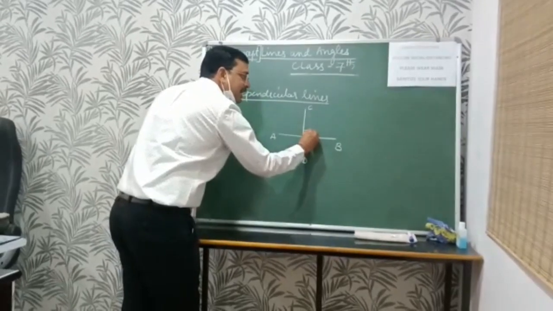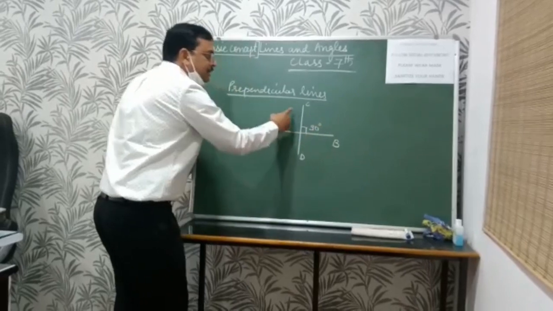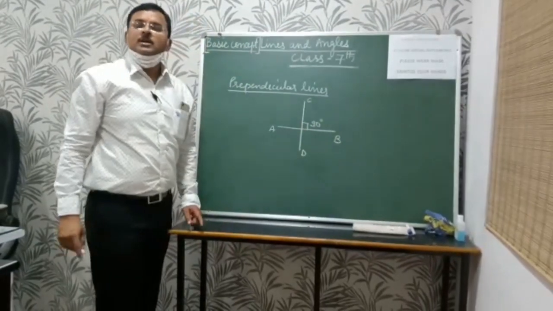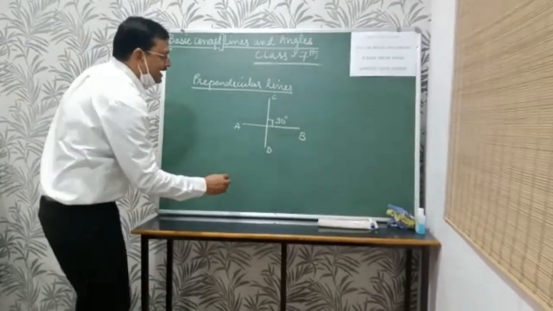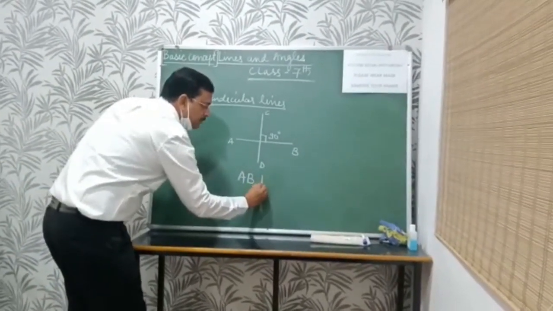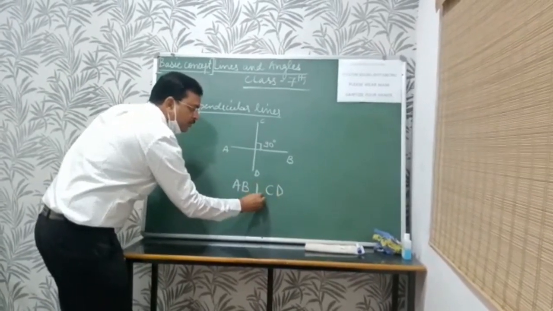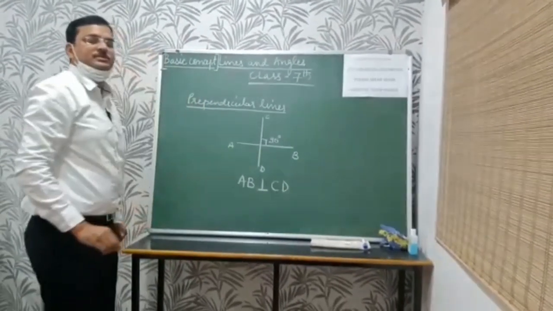intersect at an angle of 90 degrees. Then these two lines are called perpendicular lines. So we can write like this: AB is perpendicular to CD. This is the symbol of perpendicular lines.